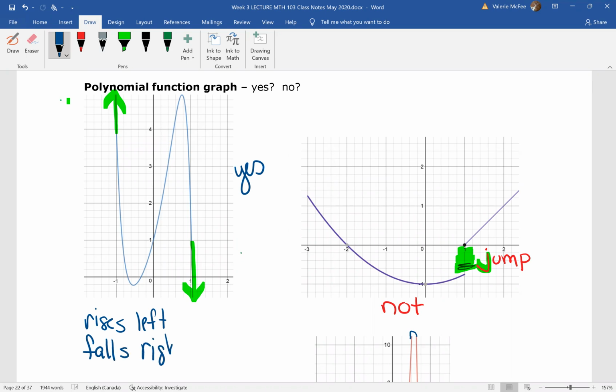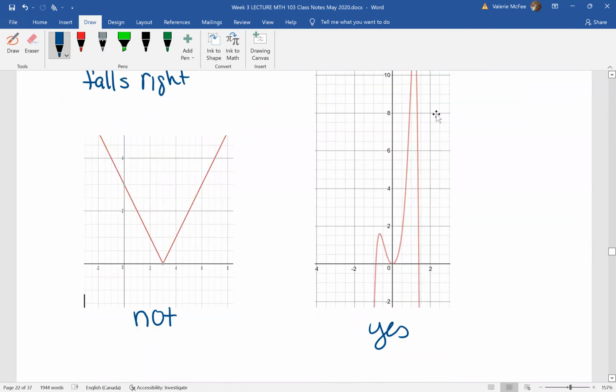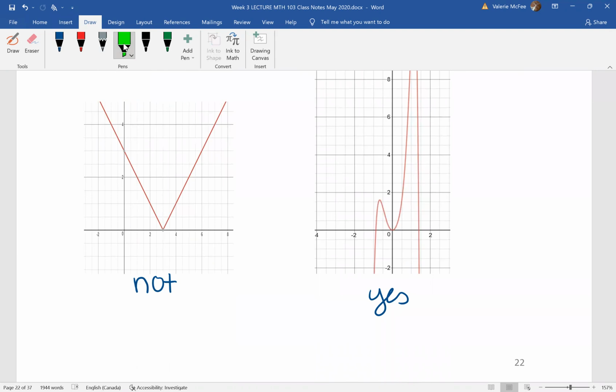Every polynomial might do something different in between those two ends, but that's one possibility, that the graph could fall on one side and rise on the other side. Another possibility is like this graph here, where both ends are falling. We say that this graph falls left and falls right.